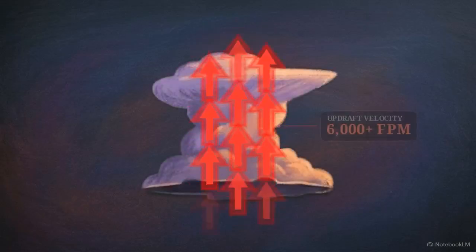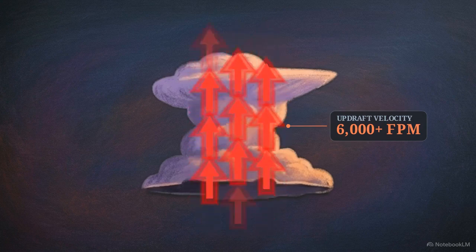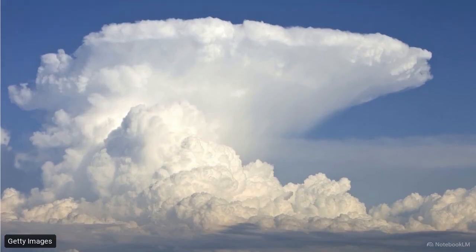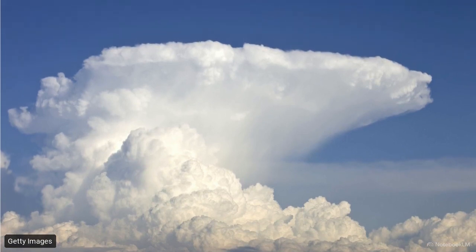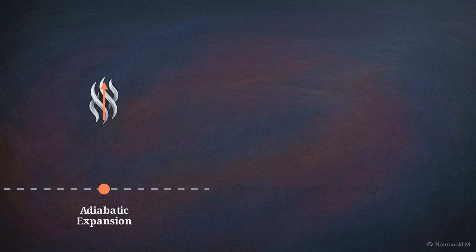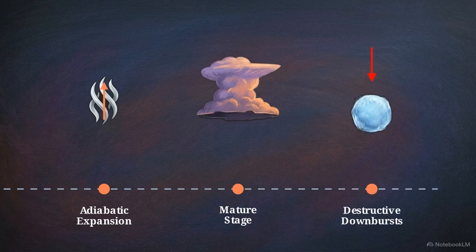Inside the core, continuous columns of air accelerate upward at rates exceeding 6,000 feet per minute. These violent metrics are governed by exact rules. The massive vertical development and the anvil-shaped top spreading out in the upper atmosphere are visible manifestations of strict thermodynamic laws. To navigate these hazards safely, pilots must deconstruct the mechanical life cycle of the cumulonimbus cell, tracking its evolution from invisible adiabatic expansion all the way to its terminal destructive downbursts.